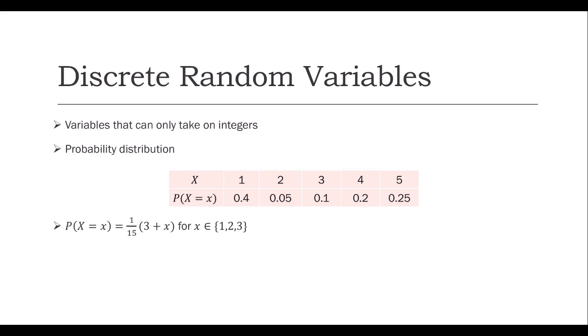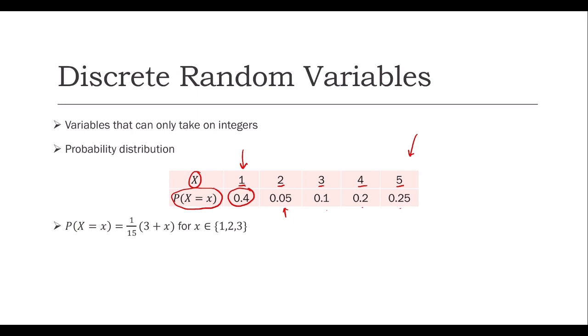There are two different ways that you can write your probability distribution for a discrete random variable. The first way is in a table like this, where you have x, which is your variable, 1, 2, 3, 4, or 5, and then the probability of x. So there's a 0.4 chance of x being 1. So 40% of the time the answer will be 1. And so on, 5%, 10%, 20%, and 25%.